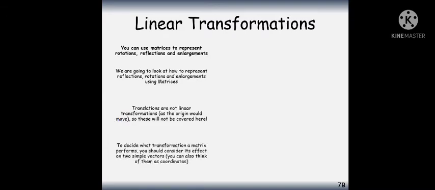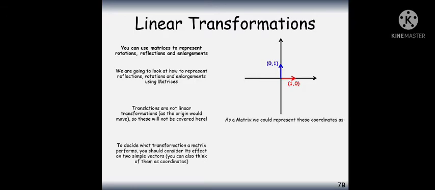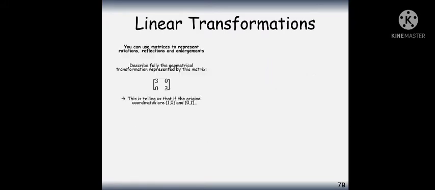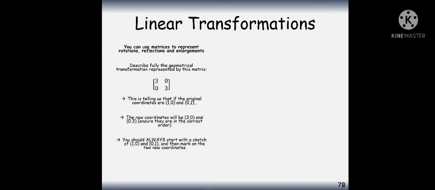Okay. To decide what transformation a matrix performs, you should consider its effect on two simple vectors. Okay. So the i and j vectors here, using the identity matrix 1, 0, 0, 1. So here's a question. Describe fully the geometrical transformation represented by the matrix 3, 0, 0, 3. This is telling us that if the original coordinates are 1, 0, 0, 1, new coordinates will be 3, 0 and 0, 3. Ensure they are in the correct order. You should always start with the sketch of 1, 0, 0, 1 and then mark on the two new coordinates.